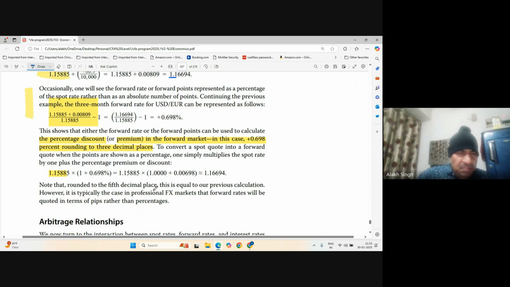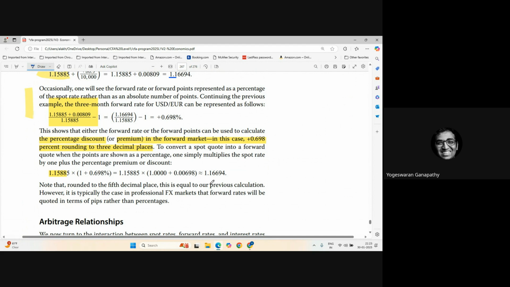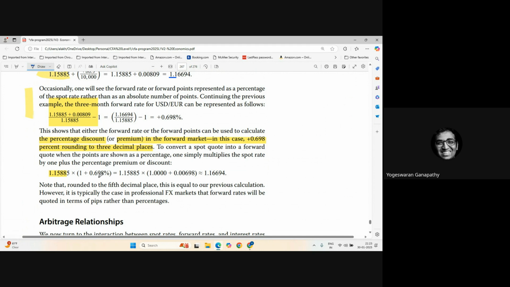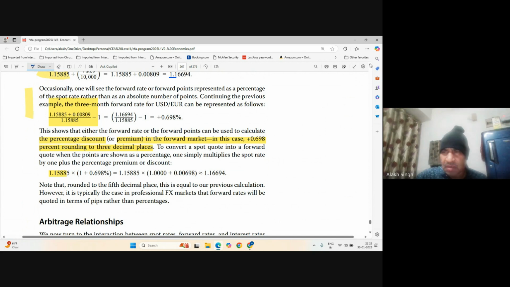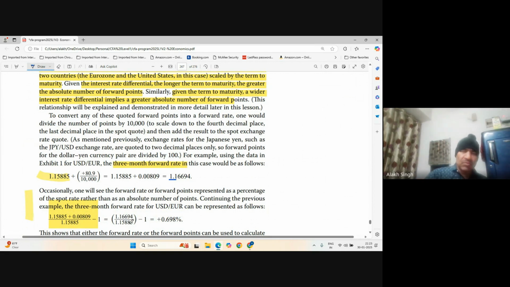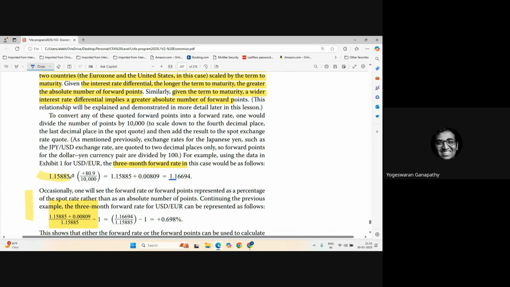Now, some people write in percentage, and that will be converted into percentage. Since it has been multiplied by 10,000, we multiply by 10,000 to get the points. They give this to 5 digits after the decimal. So if you multiply by 10,000, then it will give you the absolute points.